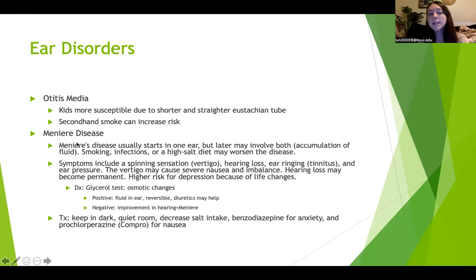Okay. Secondhand smoke really increases the risk for otitis media. And so we're always aware of that and asking, is there any smokers in your home, to see why they're getting so many ear infections.